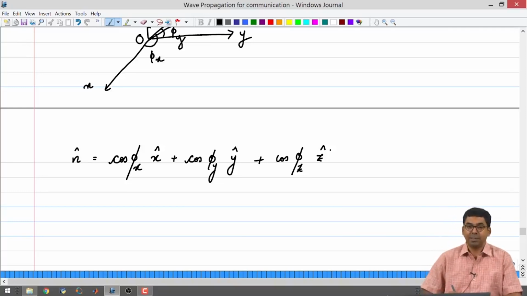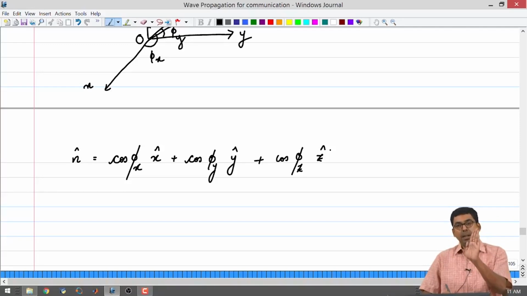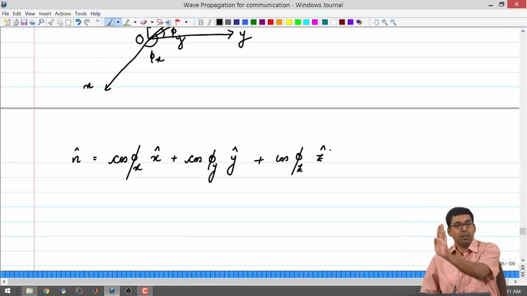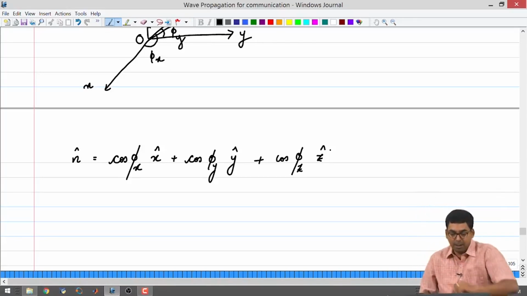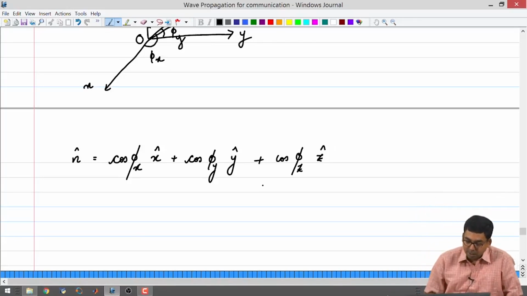So, the next phase front will be a version which has traveled further ahead. If you assume the direction is like this, then the next plane that you would draw will be along the unit vector passing exactly perpendicular to this plane again. So, we have cos phi x x hat, cos phi y y hat, cos phi z z hat. This is the expression for the unit vector, and this is how you will be writing it.